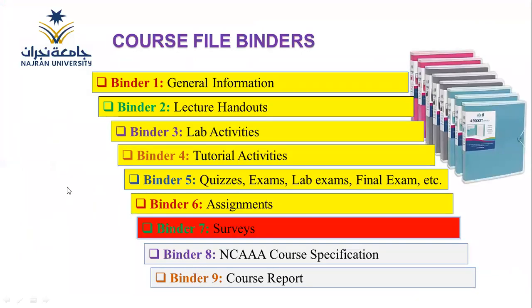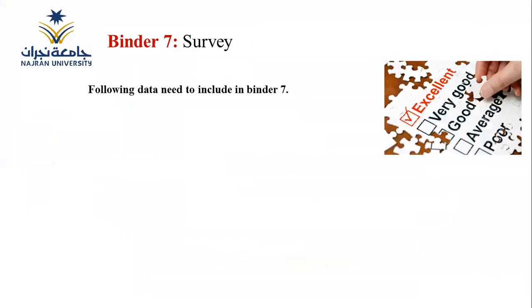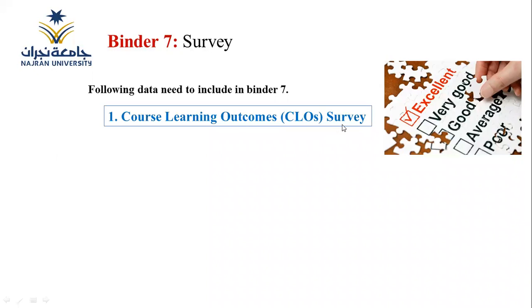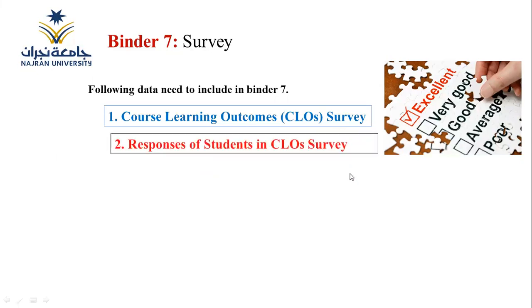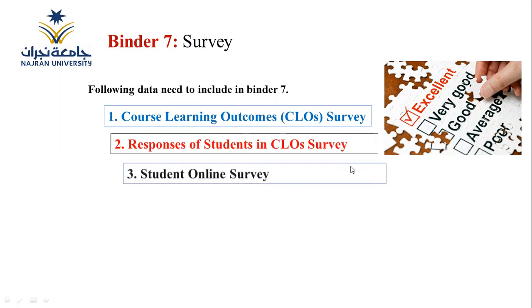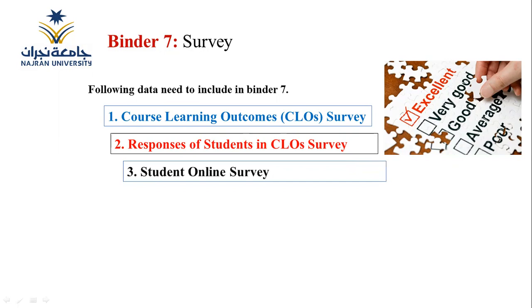Now we will go to our binder number 7. Binder number 7 is related to the surveys. As I said, we have 2 types of assessment, direct assessment and indirect assessment. Survey is a form of indirect assessment. In survey, we need to add, number 1, the course learning outcome survey. Number 2, the data about the response of the students in the CLO survey, and we have to put the student online survey.